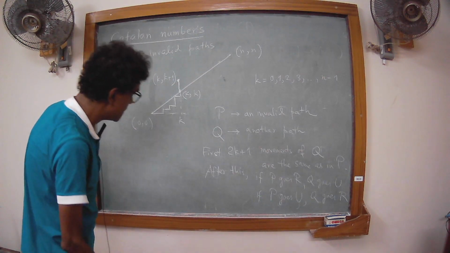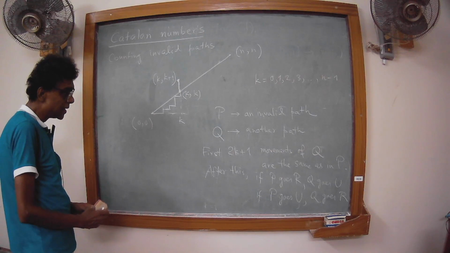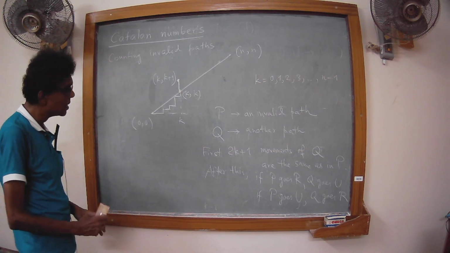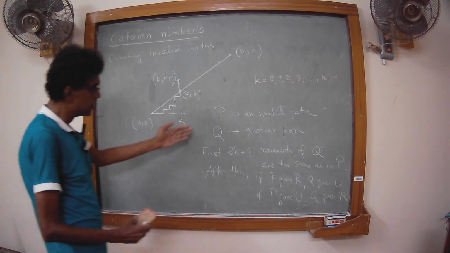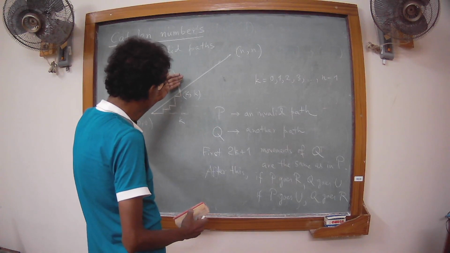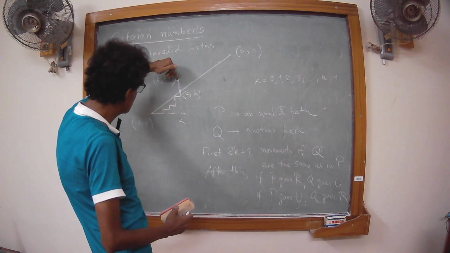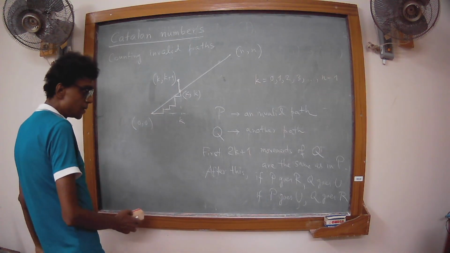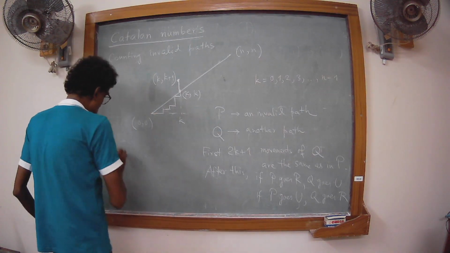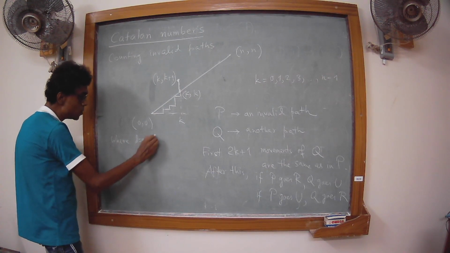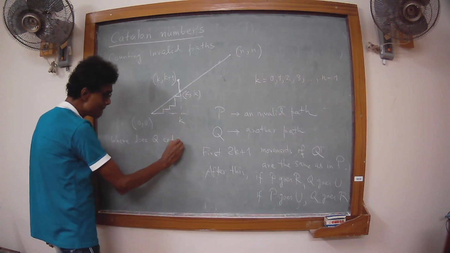Okay. So now let us see where Q ends up after these 2n moves, defined this way. First follow P up to this point, then flip U and R. So, where does Q end up?